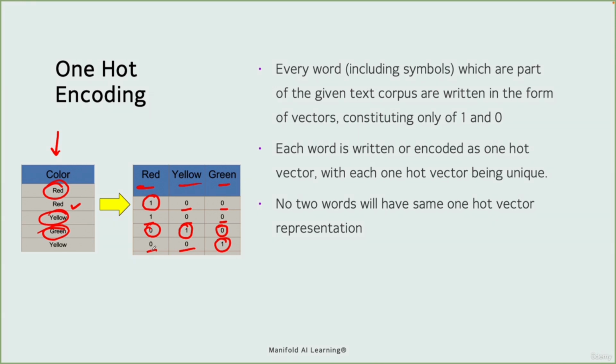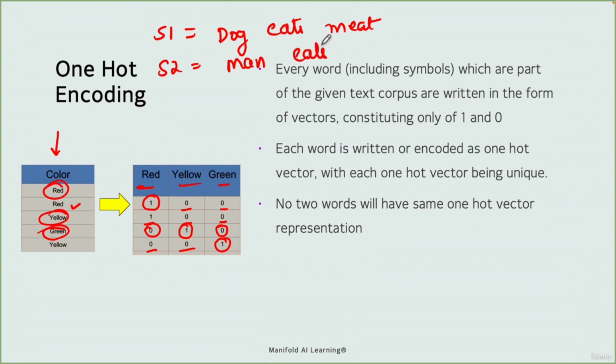Even while working on text, we will be converting the text data into a numerical format. Let me help you understand how we actually represent text data in the format of one hot encoding. For that, I'll take an example. Let's say sentence one says dog eats meat. Next, sentence two says man eats meat. So I've got two sentences. Just like I got the unique values in my column, in NLP I'm going to extract the unique words present in this vocabulary. The unique words are dog, eats, meat, and man. These are the four unique words in my given text corpus, so the total number of unique elements is 4.